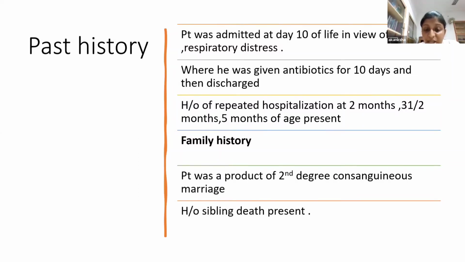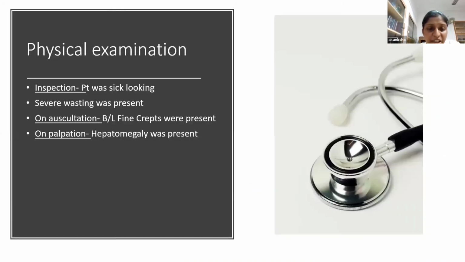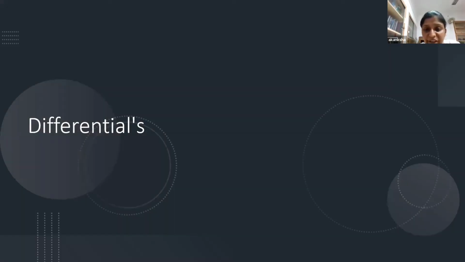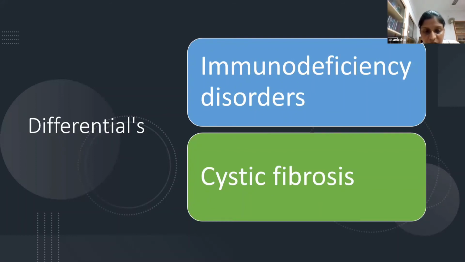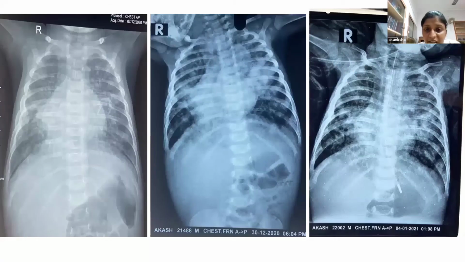Family history was also positive in this patient. Patient was a product of second-degree consanguineous marriage, and history of sibling death was present. So based on the physical examination, patient was sick looking and severe wasting was present. On auscultation, bilateral fine crepts were present, and on palpation, hepatomegaly was present. So based on history and physical examination, we kept a differential diagnosis of immunodeficiency disorders and cystic fibrosis.